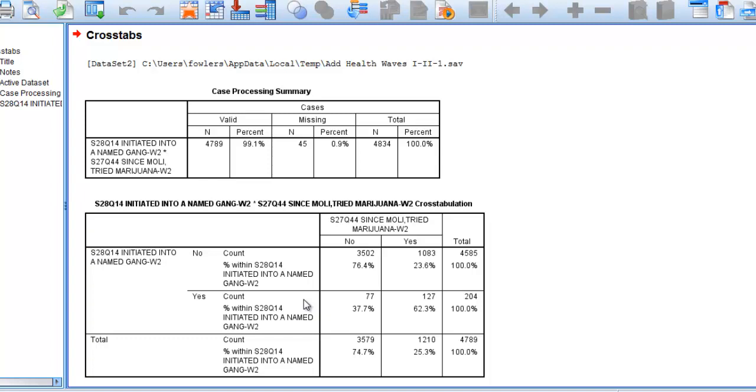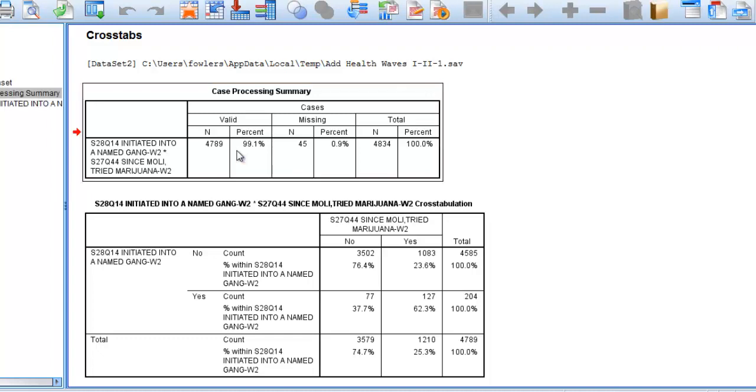SPSS generates the output, and there are two boxes. The first box just tells you how many cases were processed. 4789, 45 are missing, so a total of 38 were analyzed.